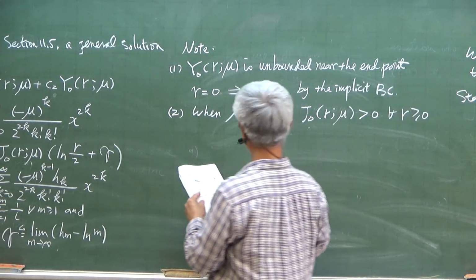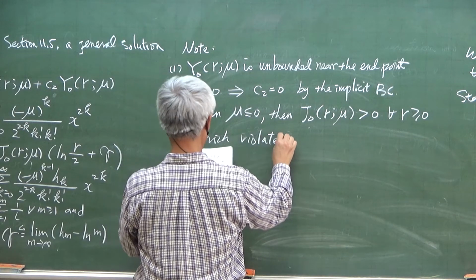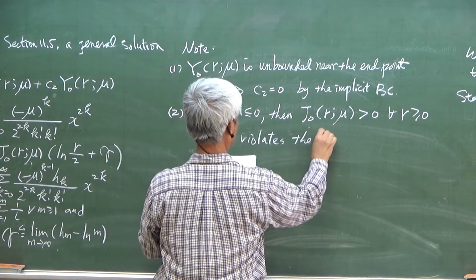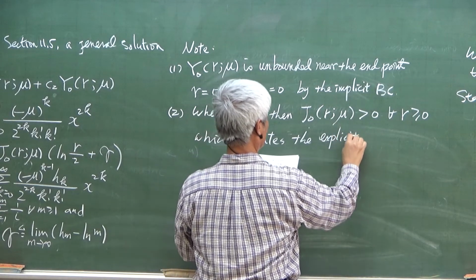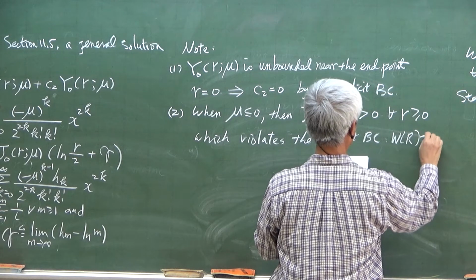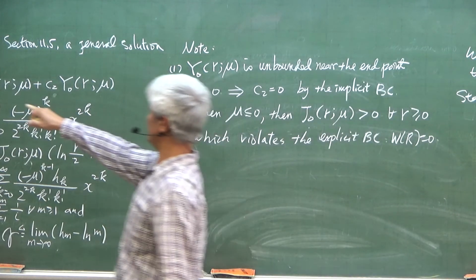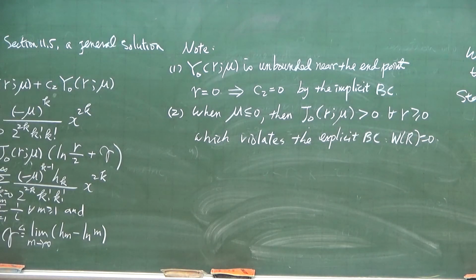Okay? Which violates the explicit boundary condition equal to 0. This is impossible, right? Because we require the solution when little r is equal to capital R to be 0, but J0 is never 0, never, when mu is non-negative.